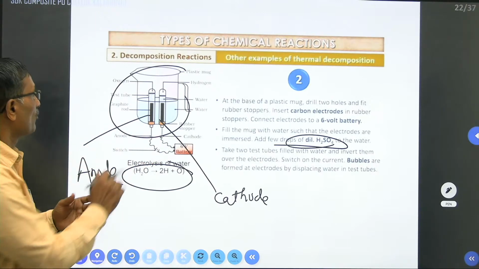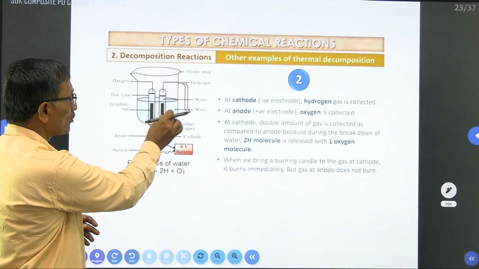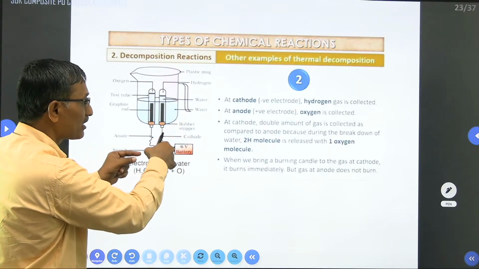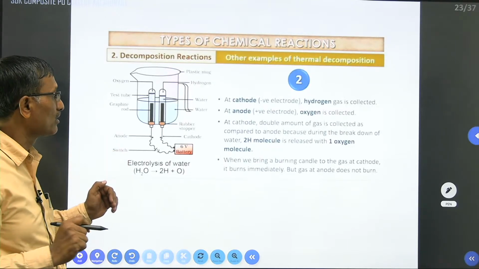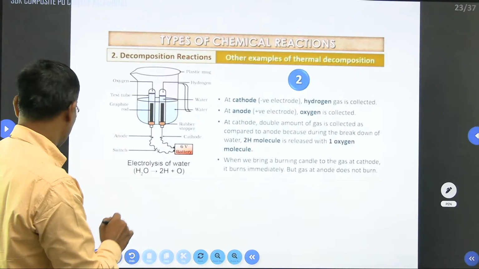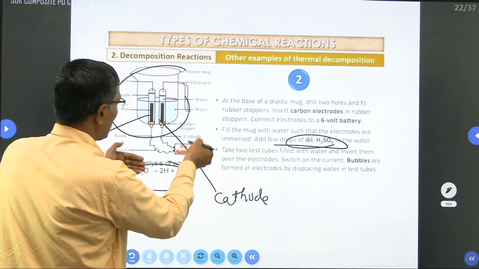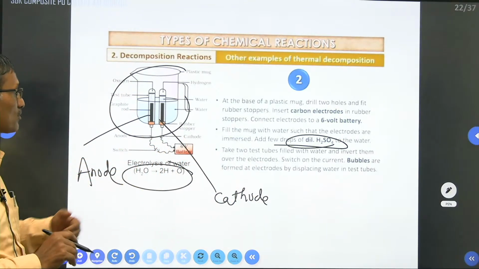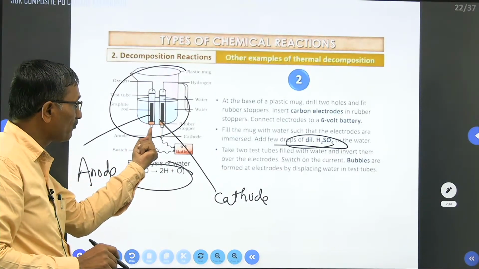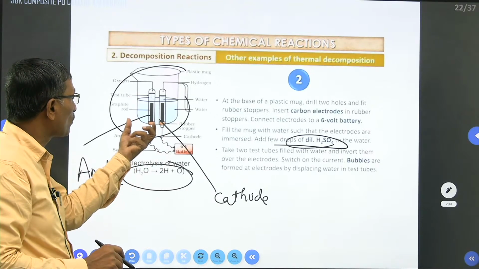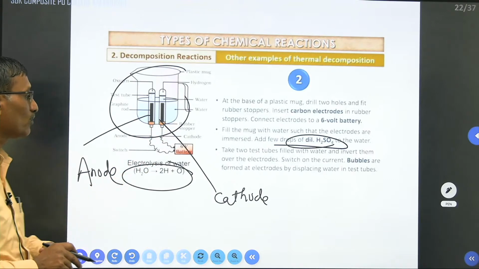Now see what happens. We have taken two test tubes filled with water. These are to be inverted and inserted in the rubber stopper. And see, students, what happens in this case. If you are supplying the current, first of all water is there, and we have taken two graphite electrodes. One acts as a cathode, and another acts as an anode electrode.